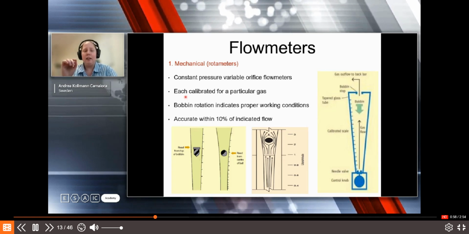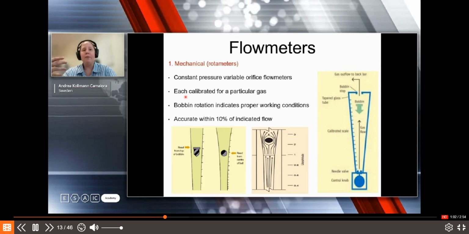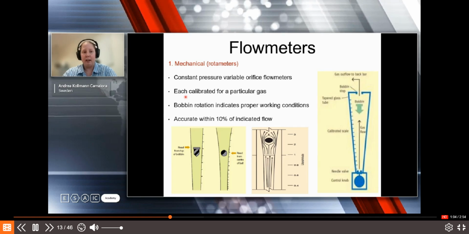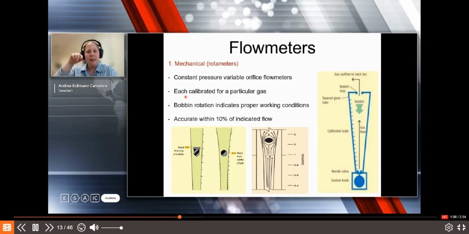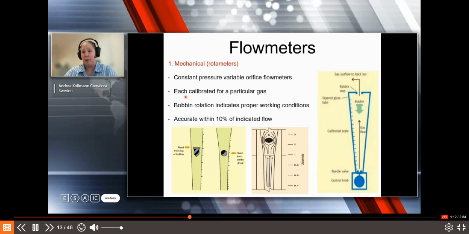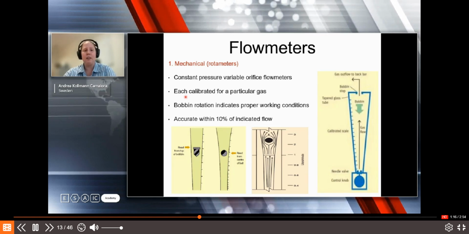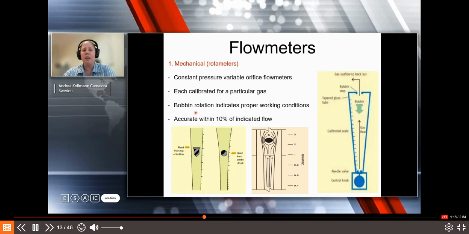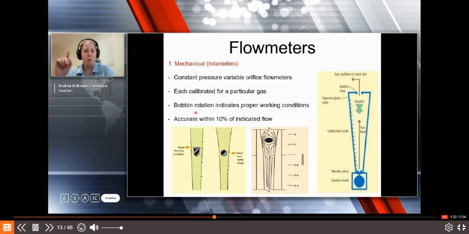Each one is calibrated for a particular gas, so I have one rotameter per gas. And how do you know that it's working? Well, there is a little bobbin inside, and if that bobbin is rotating, then it's working. And how good are these rotameters? Well, the accuracy is within 10% of the indicated flow. But then the question is, which flow?